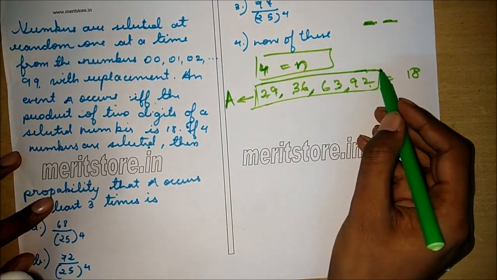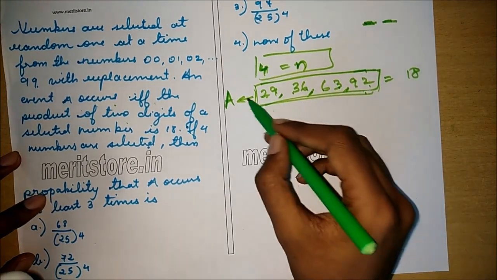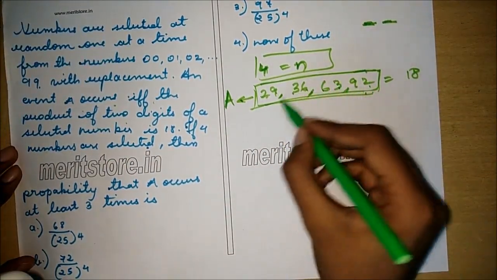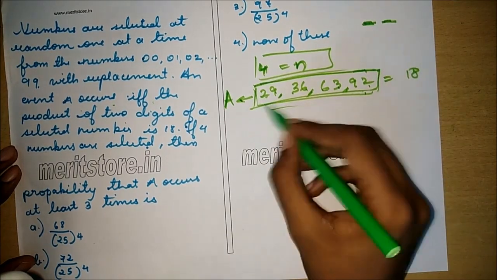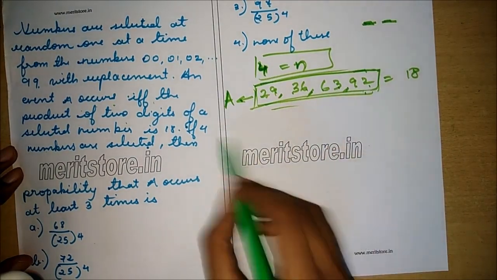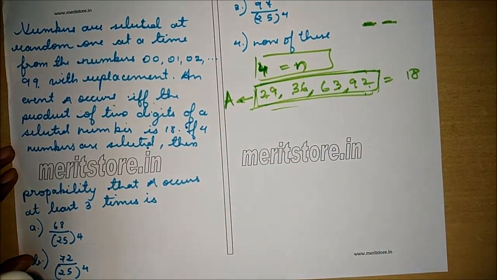So if either of these 4 numbers is selected, then A will occur. So we have to find the probability that either of these 4 numbers is selected out of these 100 numbers, and this should happen at least 3 times. So we have to find the probability for that.